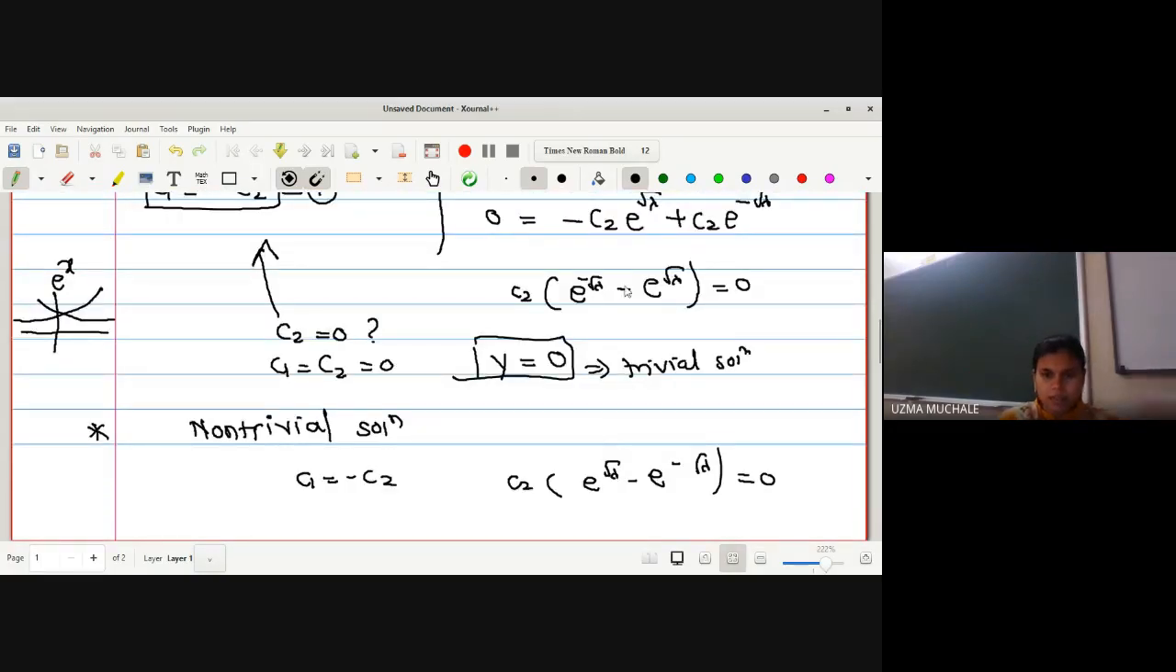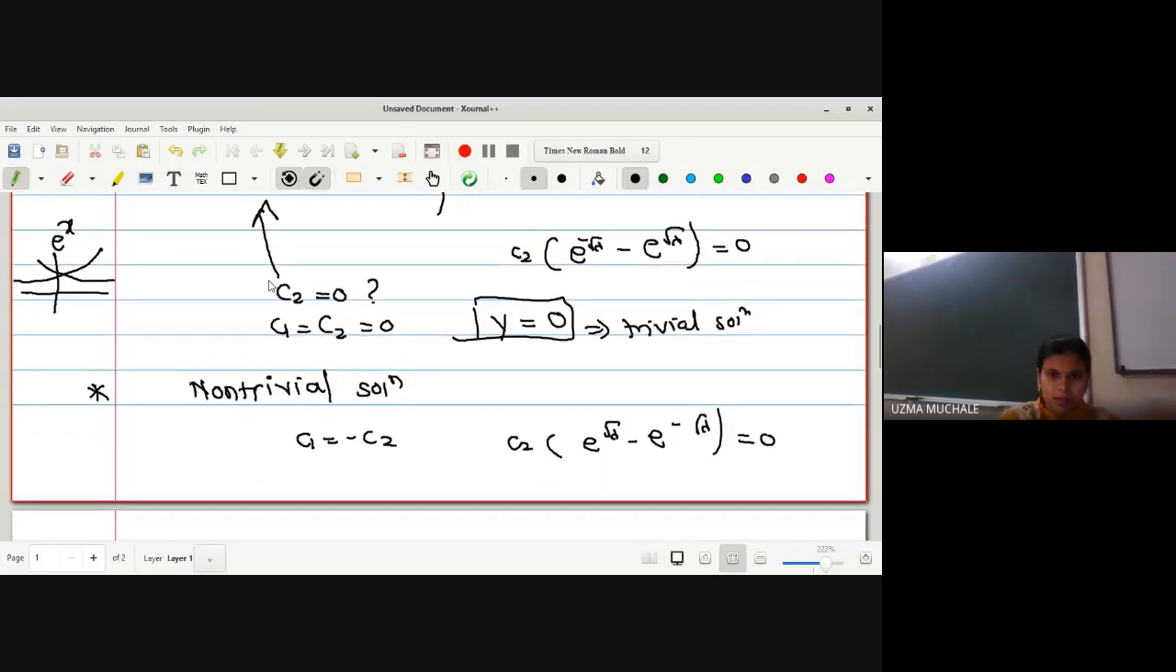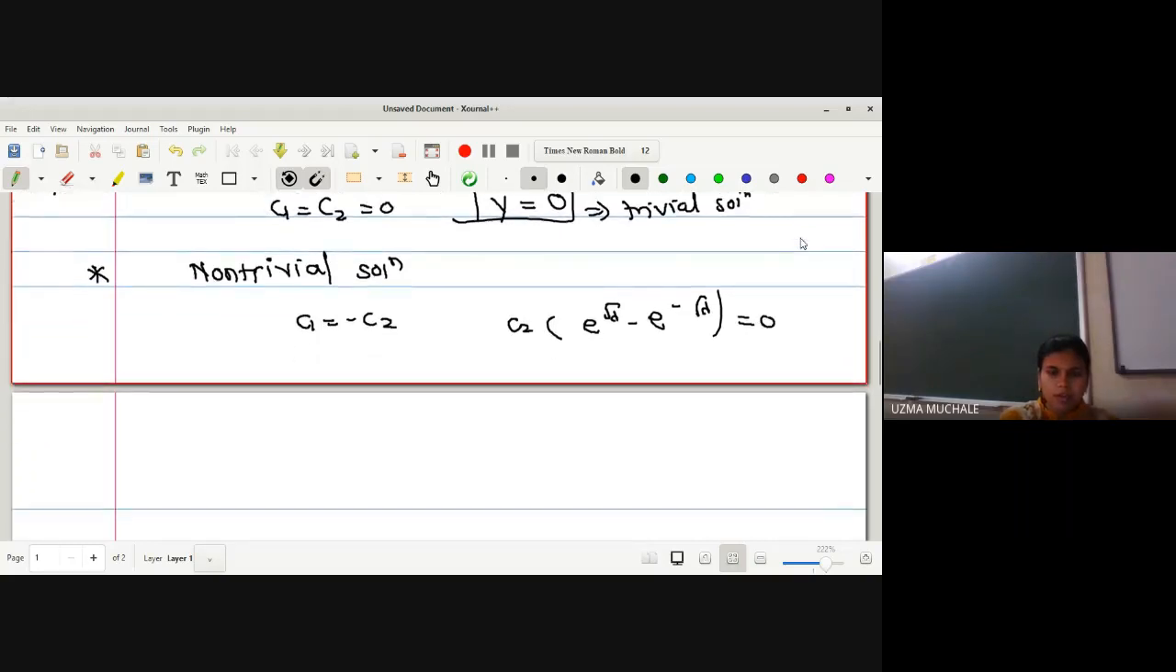Rather, we can have this equation e raised to root lambda. If I take a minus outside, it will be of this form, or you can take the same equation. Let us name this as some equation 2. So we have these two equations. For the trivial solution, what have we done? The product of these two equal to 0 means c2 should be 0. But if we want to find a non-trivial solution, what should be our assumption? e raised to root lambda minus e raised to minus of root lambda equal to 0.